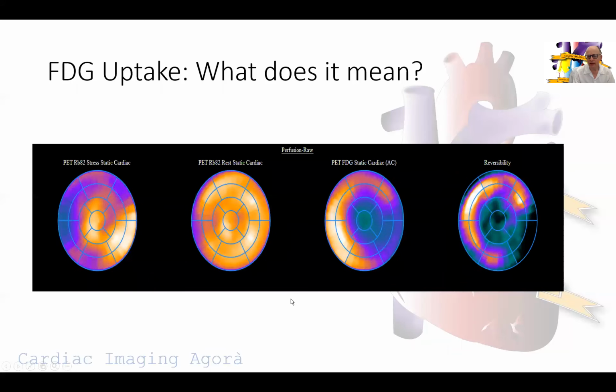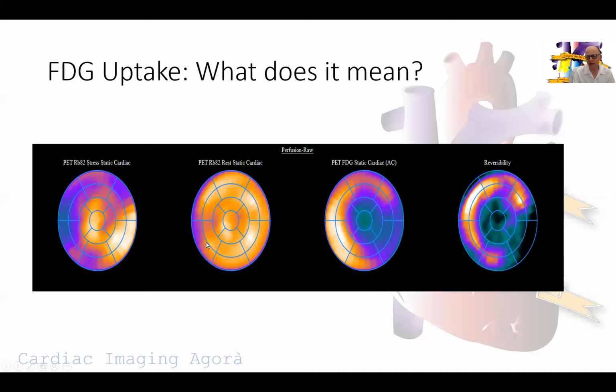So I'm going to show you next a very nice depiction of what it means for the FDG uptake. These are the rest images here, depicted right here in the 17 segment model. Stress images right here. This is the FDG images, and look at the FDG, how well it tracks the area of reversibility. So this is the area of ischemia here in the far right, and this is the area of FDG uptake.